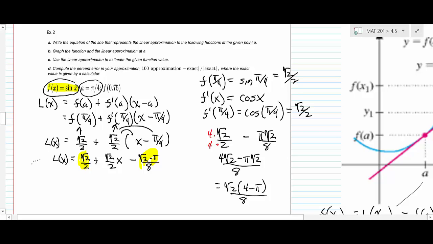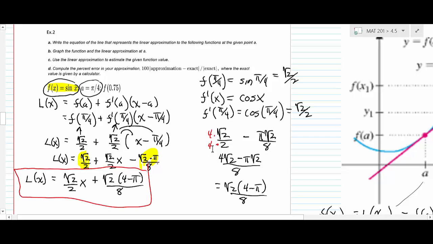Okay? I wouldn't care if you left the answer this way, like I have here, but just in case, because sometimes MyMathLab is going to direct you to go a little further, you'd have root 2 over 2 x, and then the result of the like terms is plus root 2 times 4 minus pi over 8. Okay, so that should be your answer to part A. That's the linear approximating formula right there.